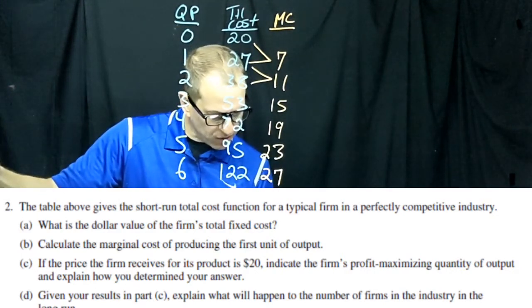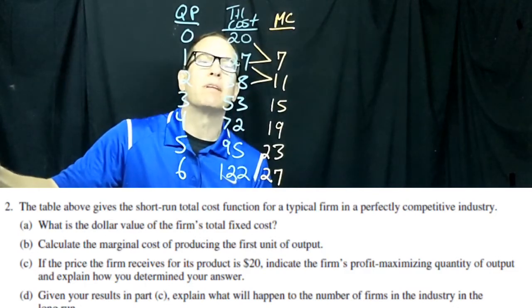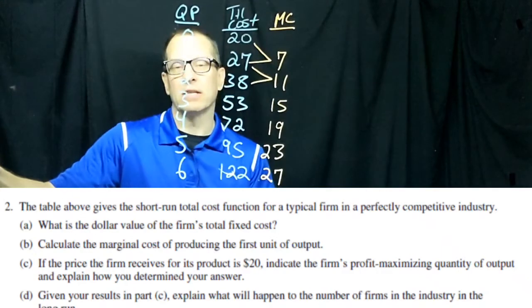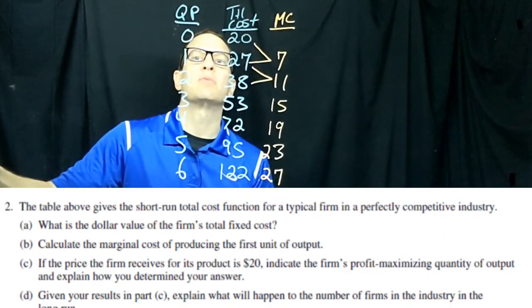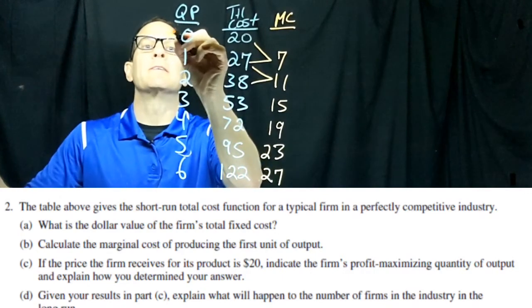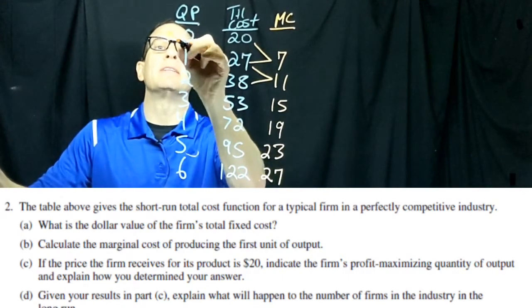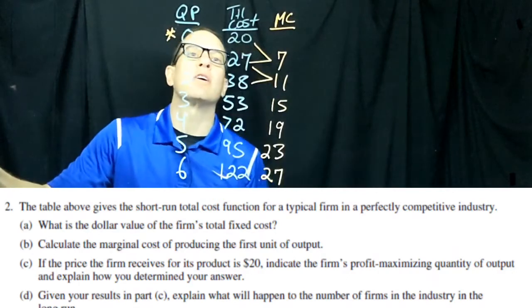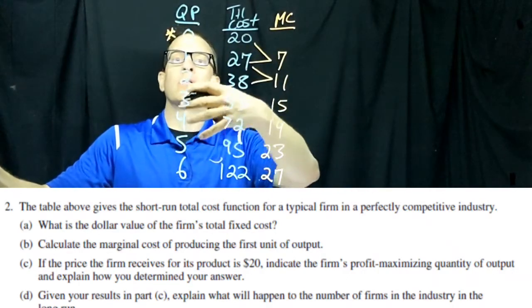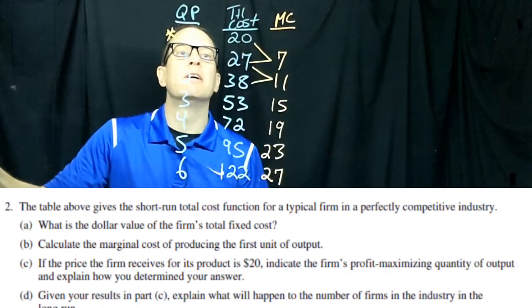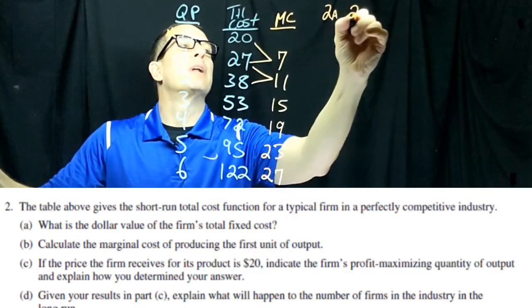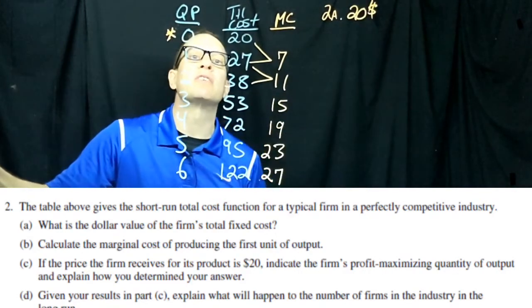The first question says, what is the dollar value of the firm's total fixed cost? When you see that question, keep in mind we're always going to go back to that 0 level of output. And at this 0 level of output, we're incurring a cost of $20. Since we're not hiring anyone or turning on the electricity, that must be our fixed cost of 20 bucks. So 2A would be $20, our total fixed cost.